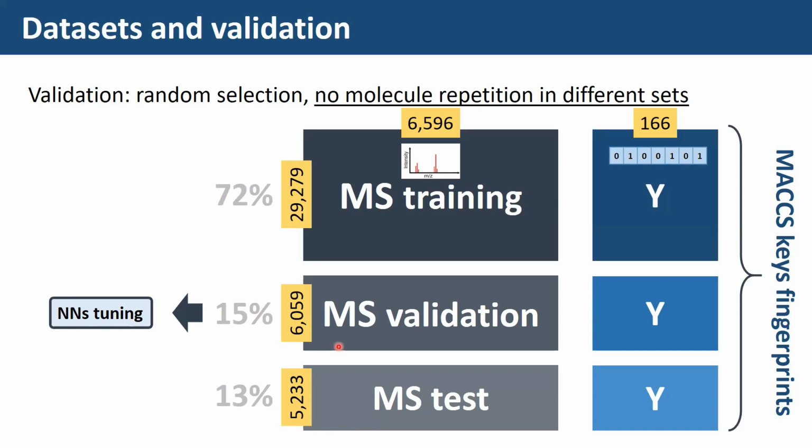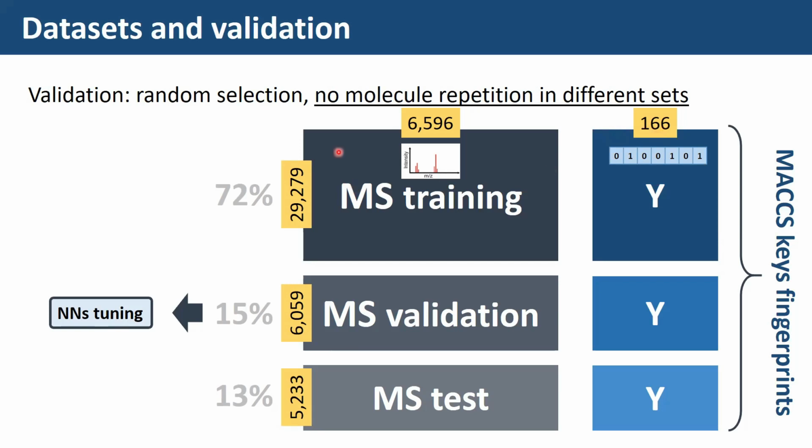So this is the situation we got. If you remember, we have our mass spectra, which are organized in a data set with around 6,500 columns, with the abundances of the spectrum. And then we have as Y matrix the fingerprints, which have a length of 166 binary bits.